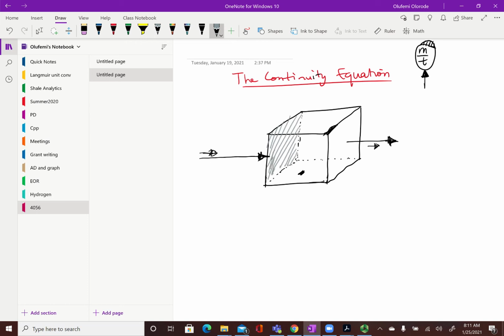how do you compute the mass rate into the cell from that left face? So right now we're only working in one direction, in the x direction. So this is the x direction, right? So this is thickness in the x direction, delta x. This is y direction, so this is thickness in the y direction, delta y, and this is thickness in the z direction, delta z.